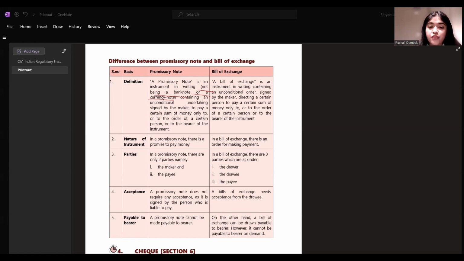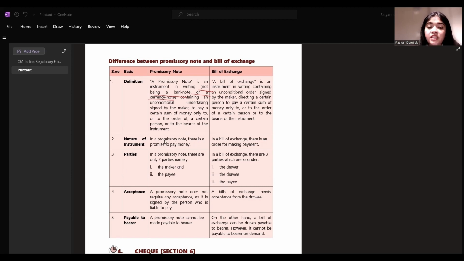Okay, the definition, if you see: it should be in writing, it should be signed by the maker, it should have a certain sum of money, and the person for whom it is intended should be a certain definite person. It can be paid to a person or to order or to a certain person or the bearer of the instrument. Both things are the same in promissory note and bill of exchange. The only thing that differentiates a promissory note from a bill of exchange is that a promissory note cannot be a bank note or a currency note. I hope the definition is clear to you.